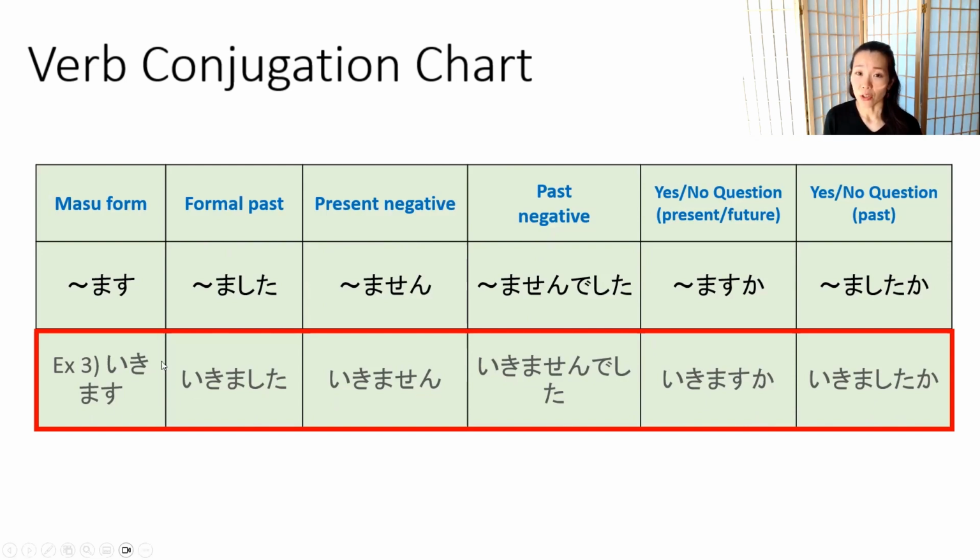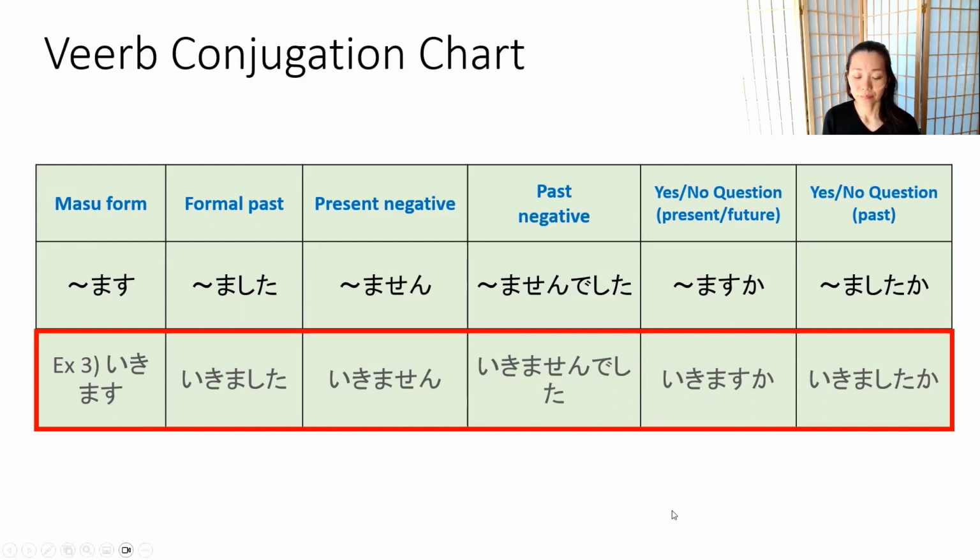Because in everyday conversation, we use a lot of different types of verbs and verb tenses. Let's go through pronunciation together. 行きます。行きました。行きません。行きませんでした。行きますか？行きましたか？はい。はい、このレッスンはここまでです。どうでしたか？How did it go?